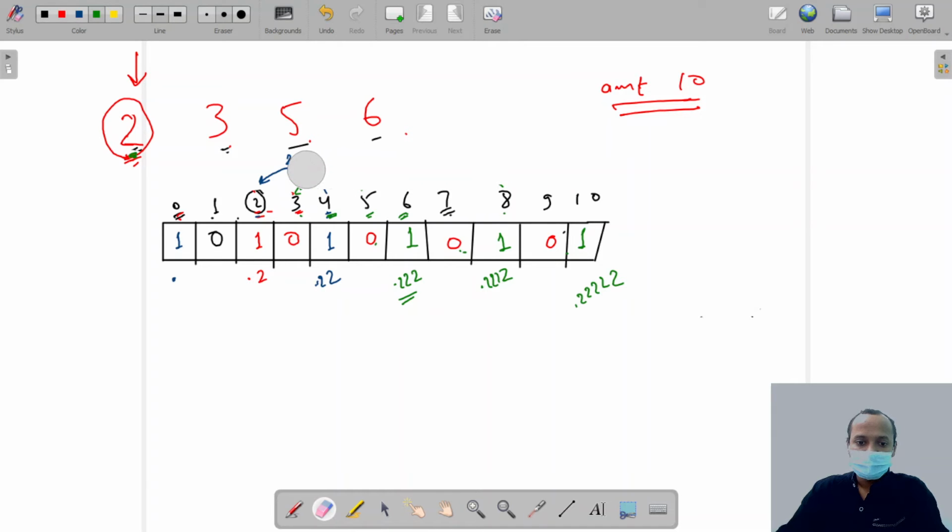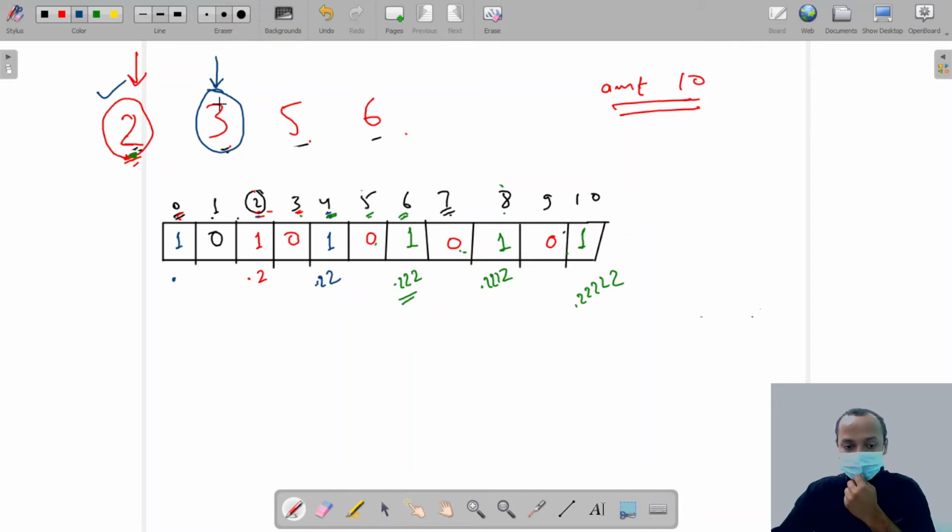Now we are done with 2 rupees coin. Okay, so we are done with 2 rupees coin. Now we take 3 rupees coin. Okay, let's see. So can we pay 1 rupees? Can we pay 1 rupees by using 3 rupees coin? No, we can't. So still 0. Can we pay 2 rupees by using 3 rupees coin?